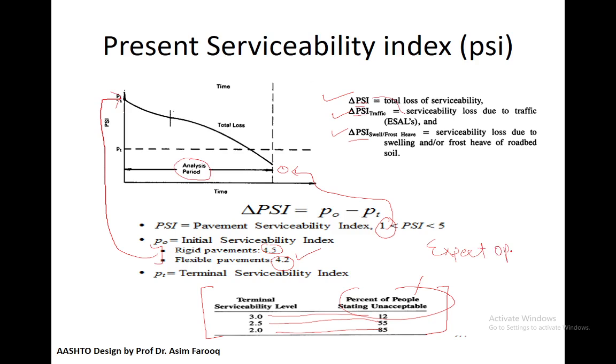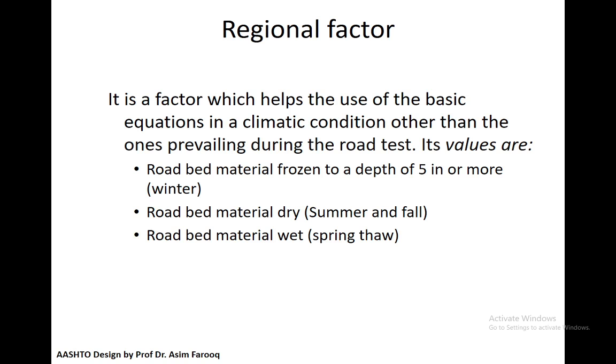Okay. As you can see here, as I mentioned in the previous slide as well, when we talk about rigid pavement, its value is 4.5, but when we talk about flexible, it is 4.2. So theoretically, all those values start from 5, but according to field observation, we can reach a maximum of 4.5 and 4.2. So the next factor is the regional factor.